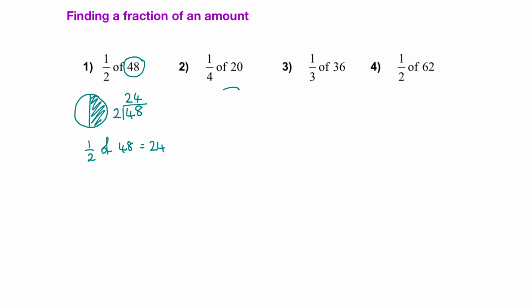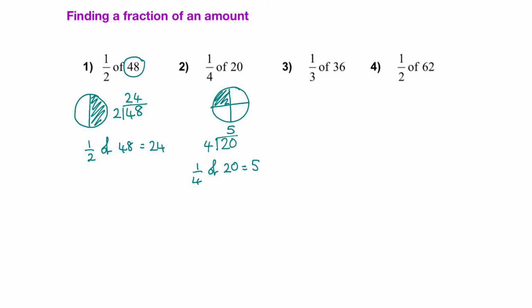Now, let's think about the next one, a quarter of 20. So remember what a quarter looks like. It's split into 4 equal pieces, and we've chosen one of them. So if we split 20 into 4 equal pieces, what that means is we're doing 20 divided by 4. Okay, so we're not going to be able to do that very helpfully in a bus stop sum, because we can just work out how many 4s are in 20. So if you go to your 4 times table, you've got 4, 8, 12, 16, 20. So it's 5. Okay, so a quarter of 20 is equal to 5.